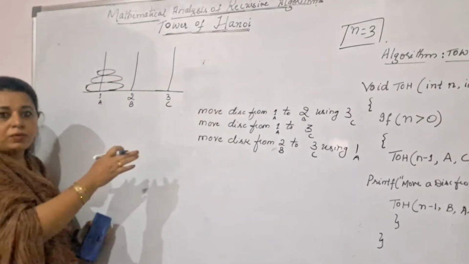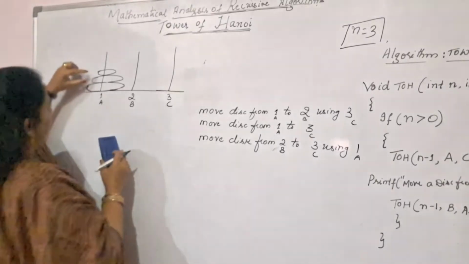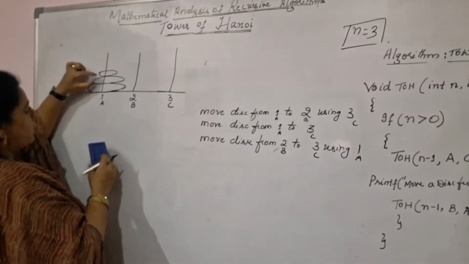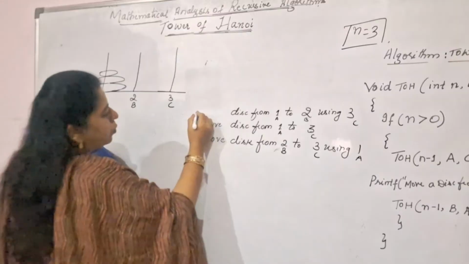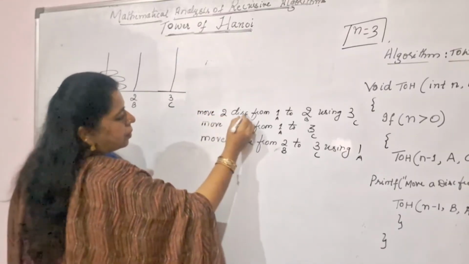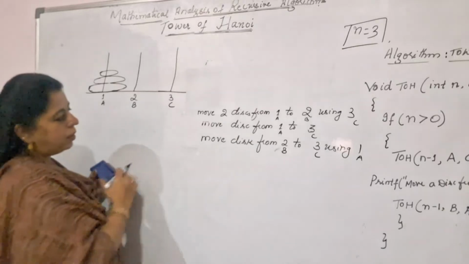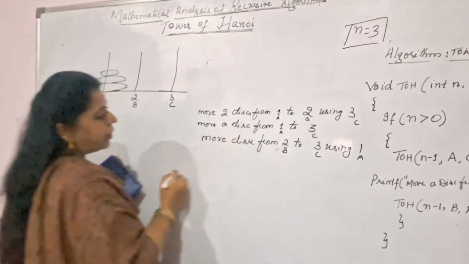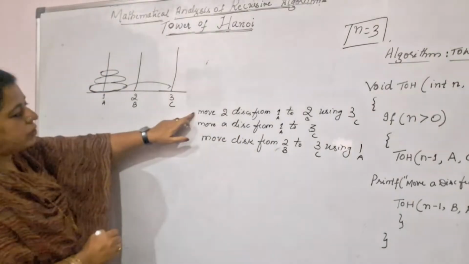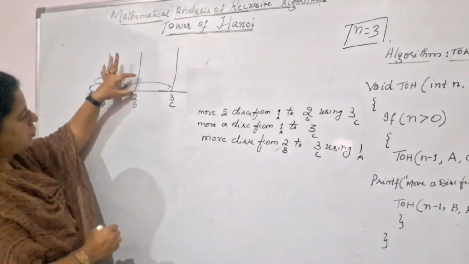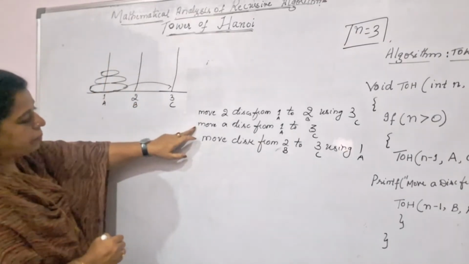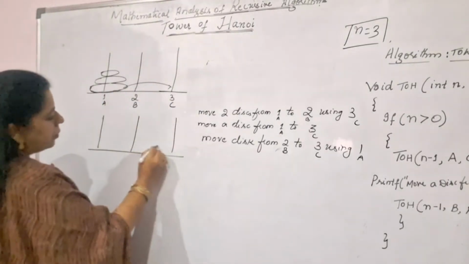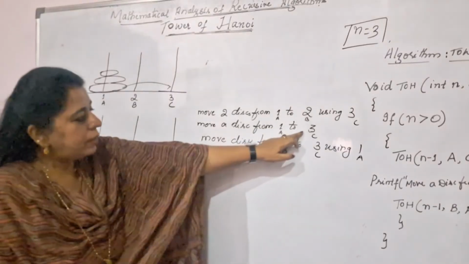So how will I change the statements now? The steps are the same for this movement of 2 disks. So here I'll write: move 2 disks from 1 to 2 using 3, move a disk from 1 to 3. So this one is just moving the disk from the first one. Move 2 disks from 1 to 2 using 3. Those 2 disks are here. And the second step is move a disk from 1 to 3. So this bigger disk has come to the third tower.